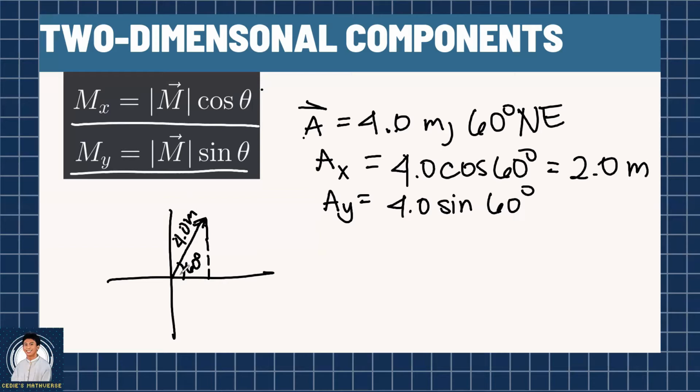It is north. Since it goes in the north direction, the y component must be positive. So, 4.0 sine 60 is equal to 3.46 meters.